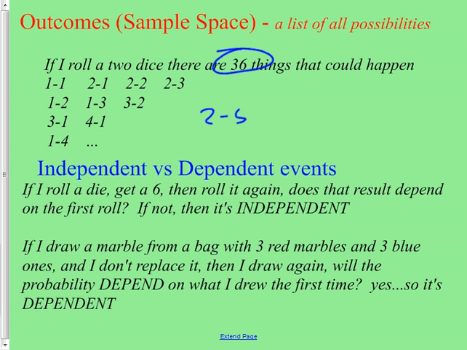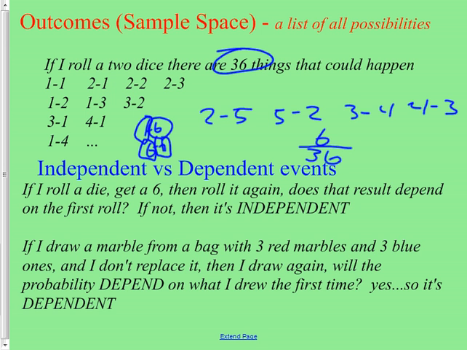A 2 and a 5 makes a 7. What else? A 5 and a 2. That does count. What else? 3 and a 4 and a 4 and a 3 and 1 and 6 and 6 and 1. And those are different. Think of them as different colored dice. This is like a white one being a 1 and a red one being 6, vice versa. They're different colors. So there is 6 of them out of 36. 6 out of 36 chance.